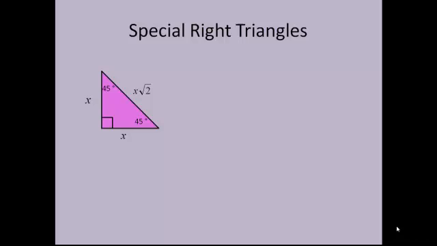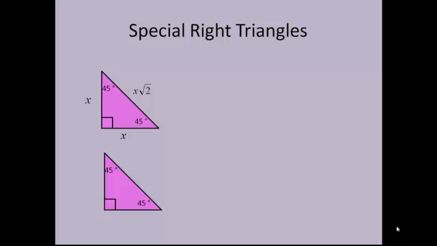And so the sides are always going to be in this particular ratio. Two of the sides will be equal because we know that the sides opposite equal angles in a triangle are equal lengths. And the hypotenuse is always going to be whatever the side length is times the square root of 2. So let's take a look at an example.